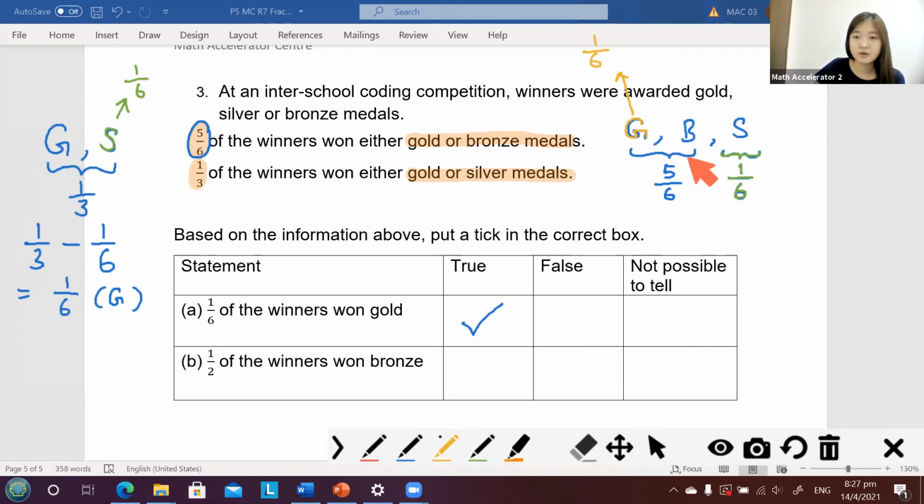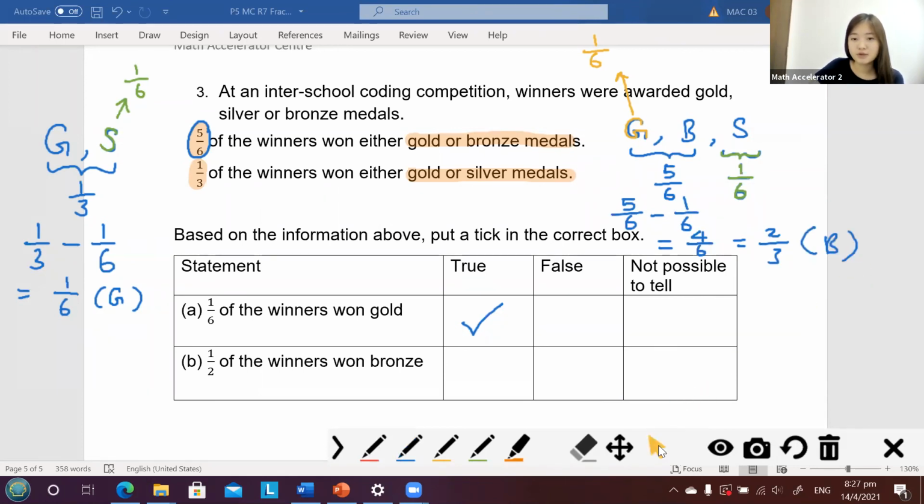Okay, so how do you look for bronze? Do the same thing as what you did for statement A. You know one of it, you just need to subtract. Okay, so gold and bronze is 5/6. You minus away the gold, which is 1/6. What would this get you? Yes, 4 out of 6. Can you simplify this? What would this get you? Okay, thank you. Yes, 2/3. Okay, so this is your bronze.